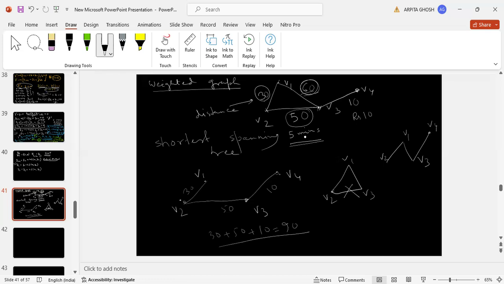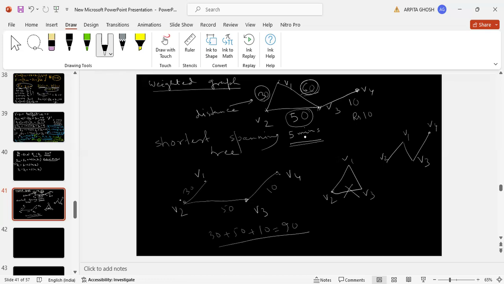Is it clear? Yes, ma'am. Shortest spanning tree means the weight should be minimum. The weight should be minimum. Weight may be distance, it may be the time taken, it may be anything else, but that should be minimum.